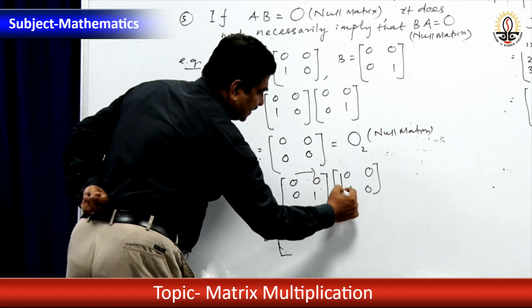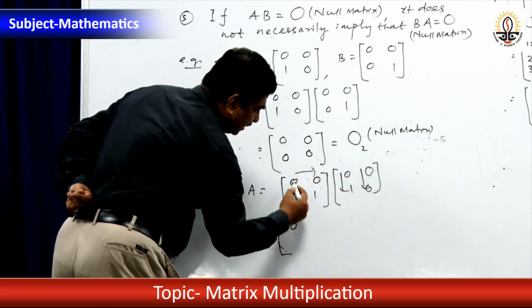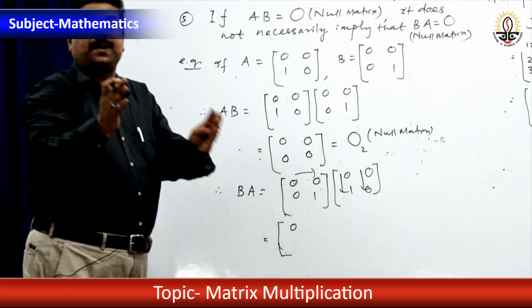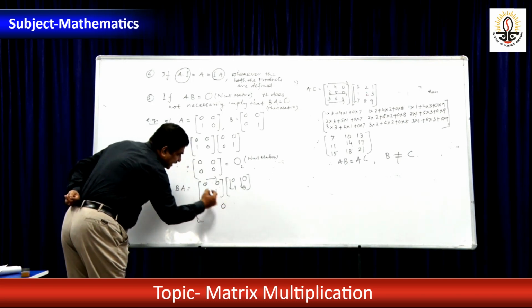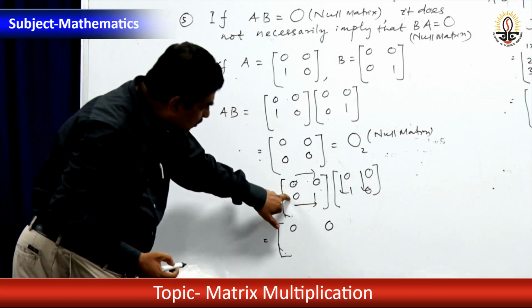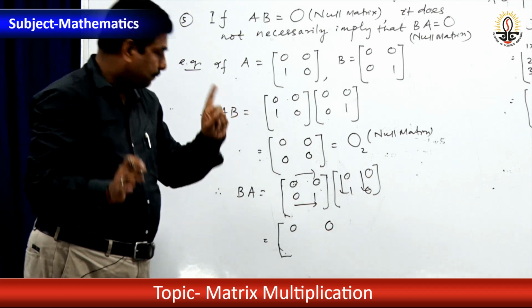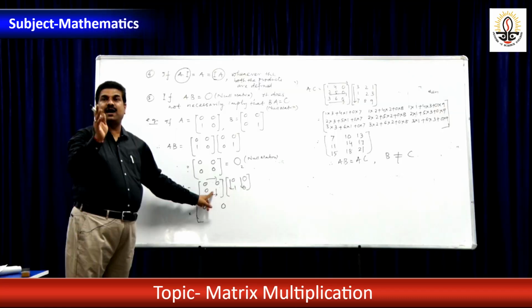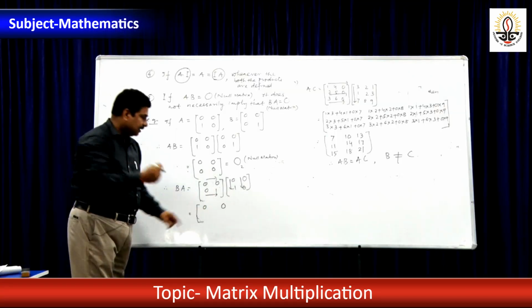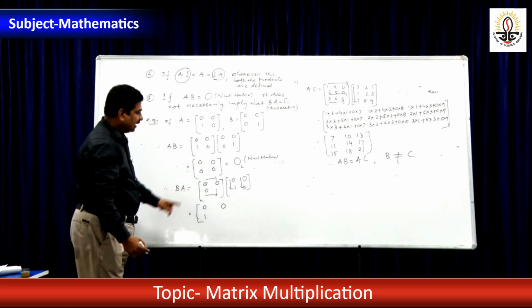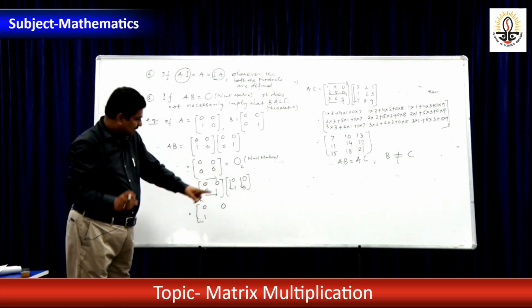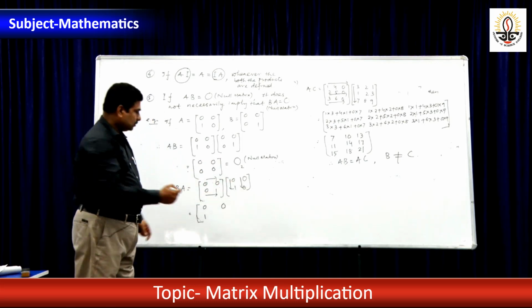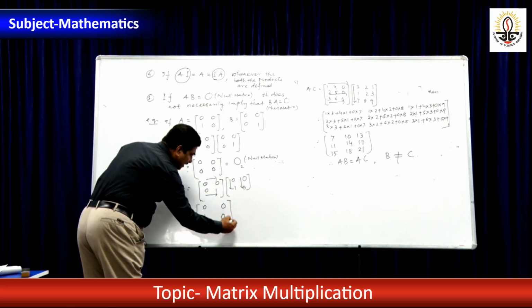Next is first row with second column: 0 into 0 is 0, plus 0 into 0 is 0. This value is 0. In the second case, 0 into 0 is 0 plus 1 into 1, this value is equal to 1. Again here, 0 into 0 is 0 plus 1 into 0 is equal to 0. So this is not a null matrix, dear.